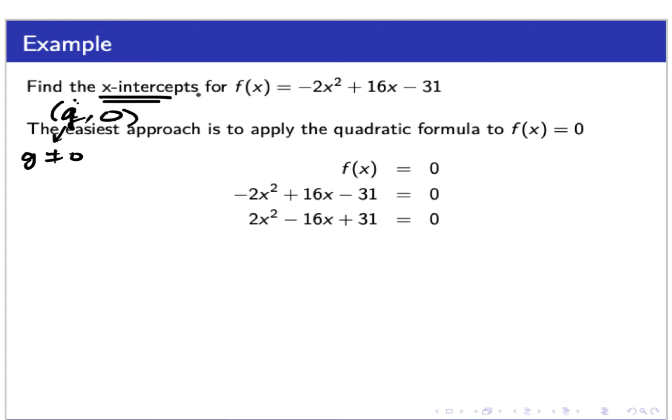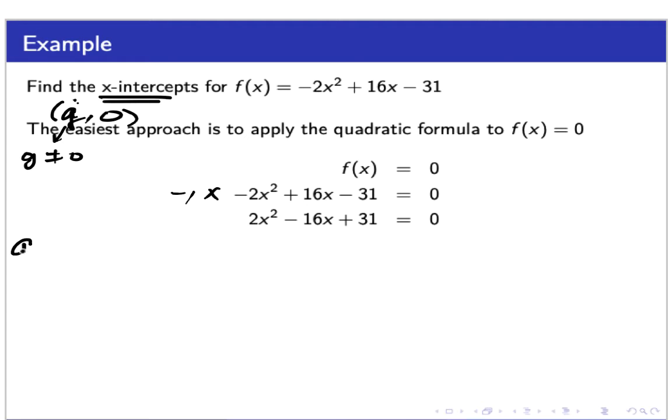When you want to find the x-intercepts, it's much better to work in the general form of the quadratic function. So what we're going to do is rewrite this as minus 2x squared plus 16x minus 31 equal to 0. But I would prefer to have a positive coefficient on x squared, so I'm going to multiply this whole equation by minus 1, and I get 2x squared minus 16x plus 31 equals 0.